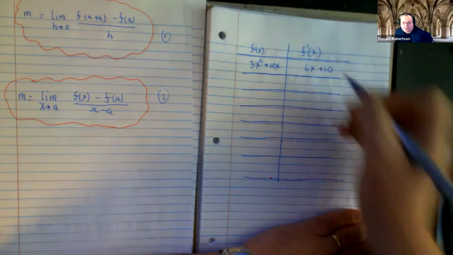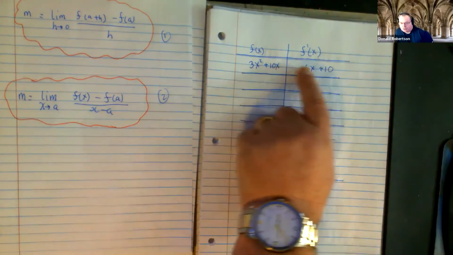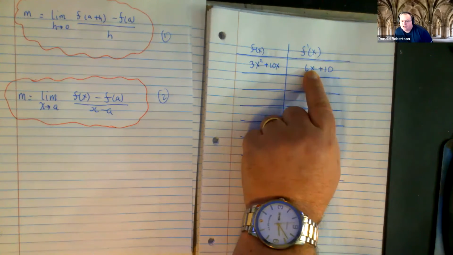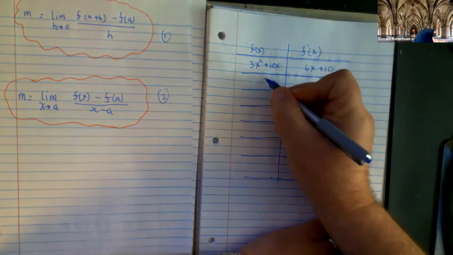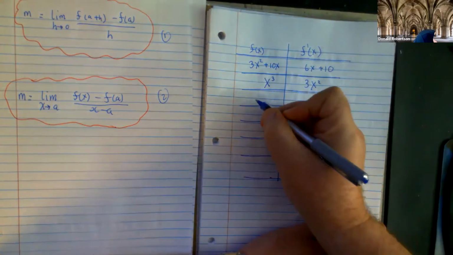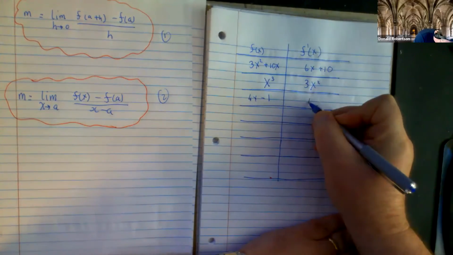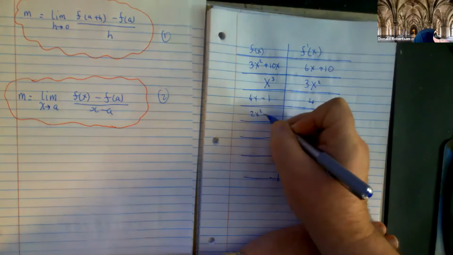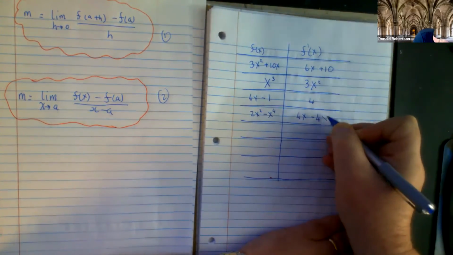If you start with the function 3x squared plus 10x, its derivative, used to be called f dashed of a, is now going to be called f dashed of x, is 6x plus 10. If this is x cubed, you get 3x squared. If this is 4x minus 1, you get 4. If this is 2x squared minus x to the 4, you get 4x, take away 4x cubed.